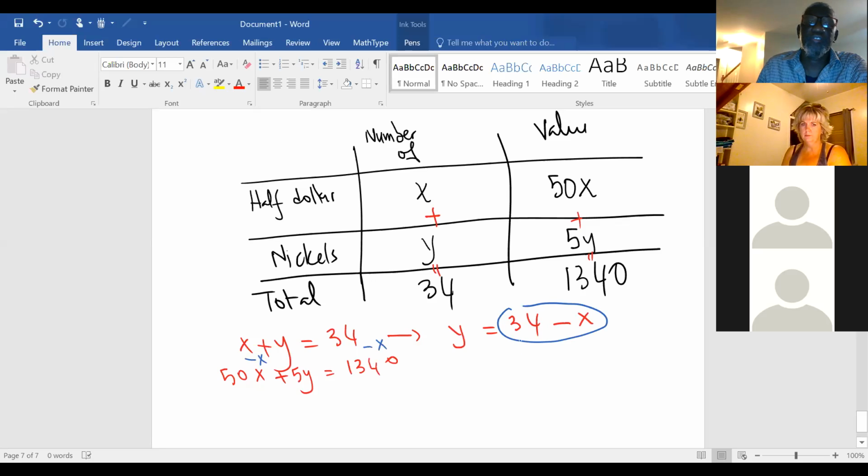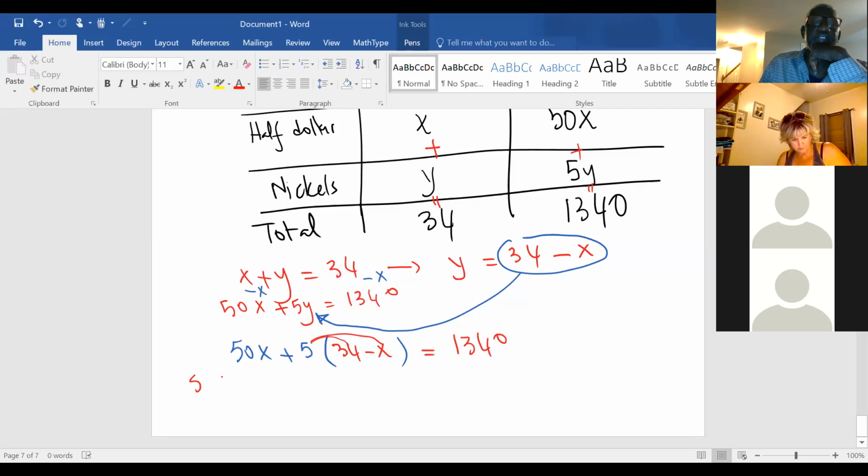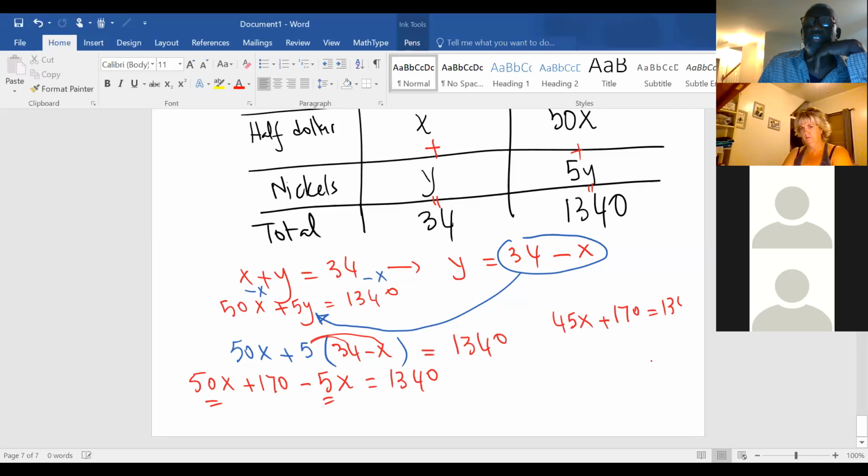And then what did you do next? I substituted that into the Y in the second equation. Right. So you get 50X plus 5 parentheses 34 minus X is equal to 1340, right? And then you distribute it. So you get 50X plus 170 minus 5X, exactly, equal to 1340, right? Now 50X minus 5X is 45X plus 170 is equal to 1340, right?